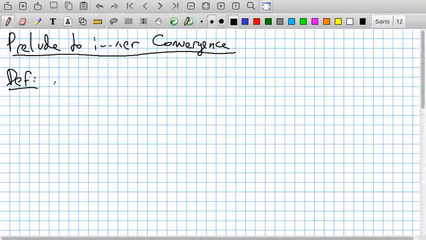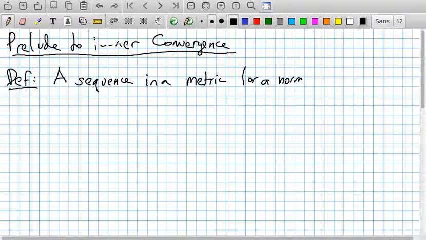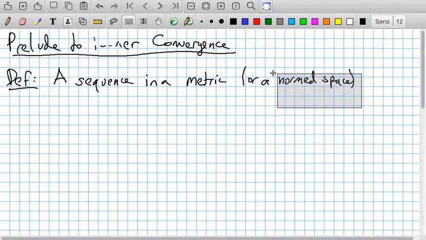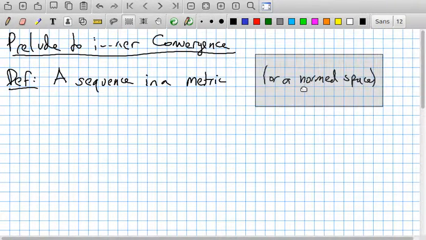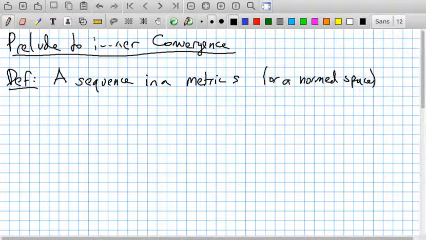So, a sequence, this works in a metric space, or a norm space. Those of you in my topology class know about metric spaces. Otherwise, you can just perfectly well do with norm spaces, as we talked about in the previous video.